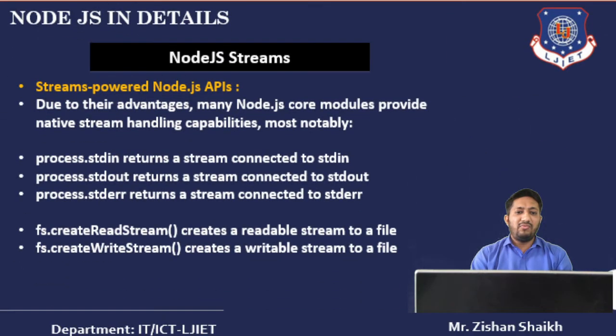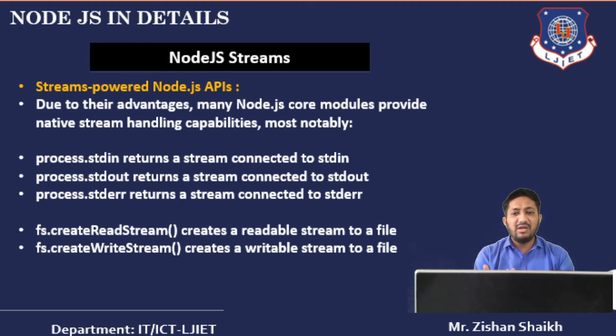Now we are moving to these APIs. When we are talking about the concept of stream, using this concept, Node.js is implementing this type of APIs. For example, process.stdin returns the connected standard input, and there are standard output and standard error. These APIs give the response by default. The process module doesn't require an import.